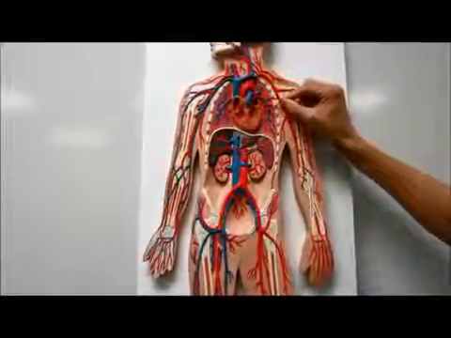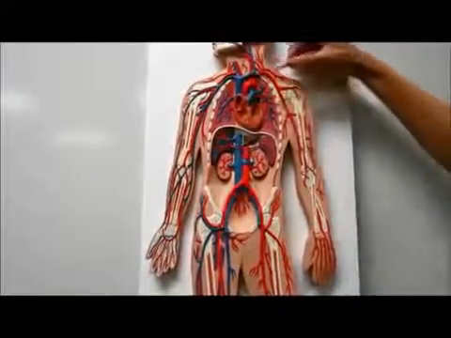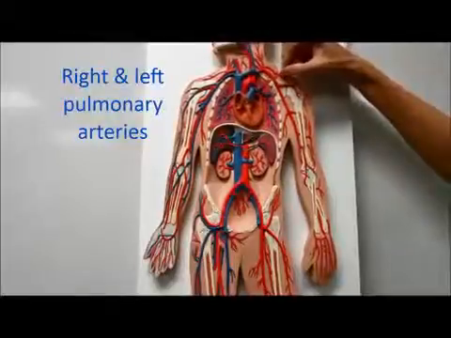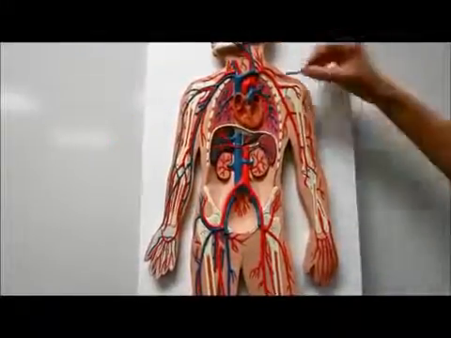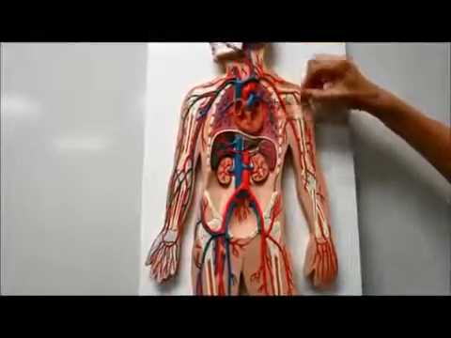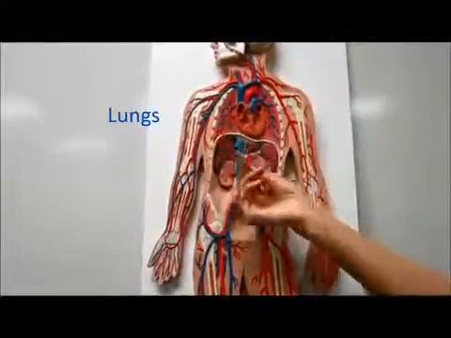This vessel here is the pulmonary trunk. The pulmonary trunk branches to form the right and the left pulmonary arteries, which make further branching into the lungs for gas exchange.